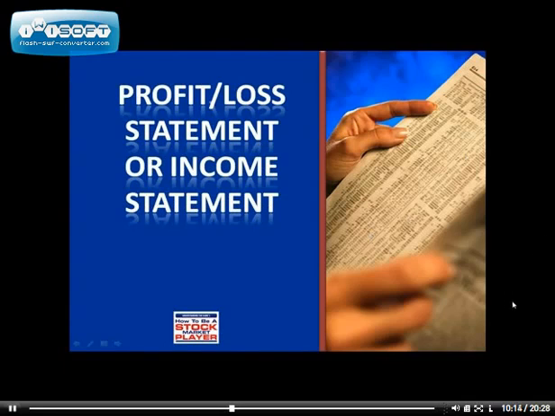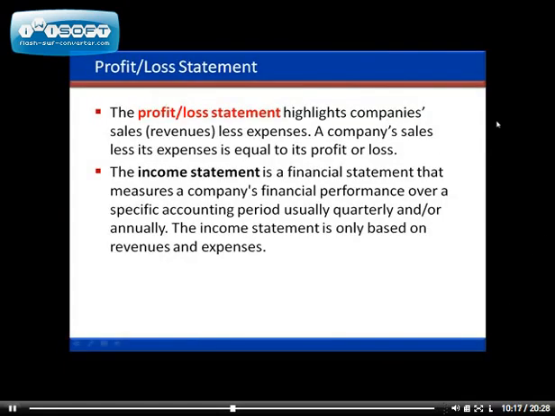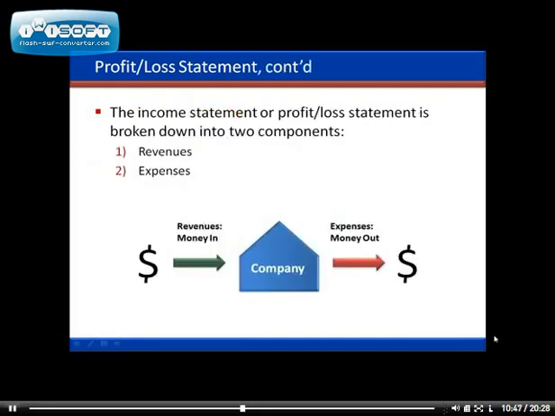Alright, so let's look at the profit loss statement or income statement. The profit loss statement highlights a company's sales revenues less expenses. A company's sales less its expenses equals its profit or loss. The income statement is basically a statement that measures the company's financial performance over a specific accounting period, usually quarterly or annually. The income statement is only based on revenues and expenses. It is broken down into two components, like we just said, revenues and expenses.